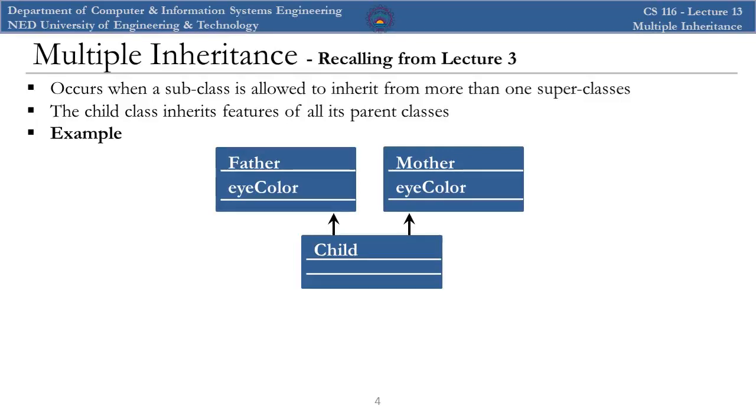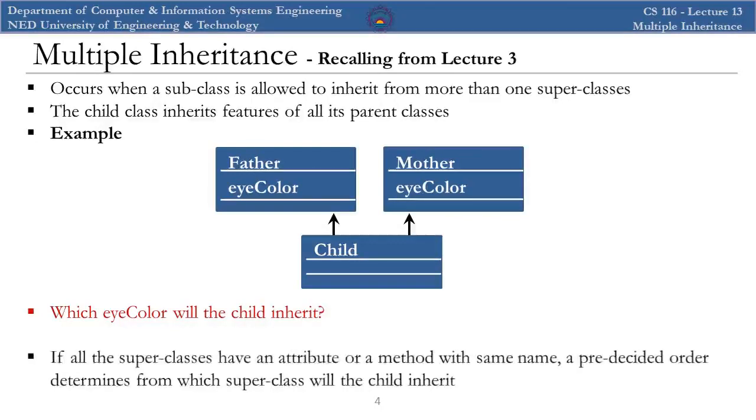Now the problem arises in multiple inheritance when some attribute or method exists in both parents, or more than one parent, having the same name. Like here you can see eye color exists in both. So if the child class tries to access eye color, which eye color will be accessed, father's eye color or mother's eye color? So every programming language that supports multiple inheritance provides some way to resolve this issue, or provides some search order in which classes are searched whenever a child accesses a method or an attribute. And in Python this is called method resolution order, or MRO.